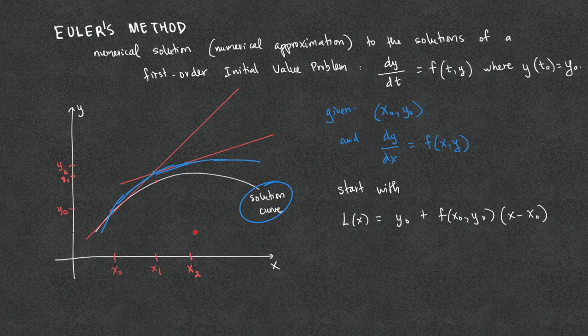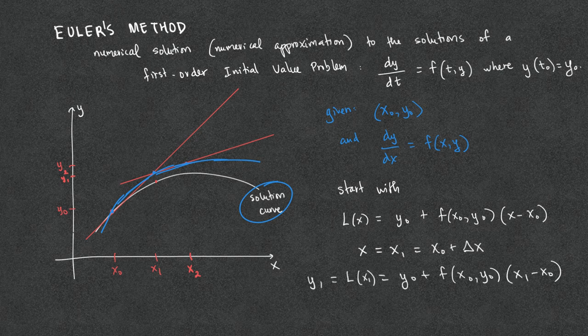To summarize the process, we first start with the point (x0, y0), along with the slope. We find the equation of the tangent line. Then we pick the second x value, which is now x1. x1 is x0 plus delta x. And we use this line to find y1. That is, we plug x1 into this line. But remember, x1 minus x0 is delta x. So now we end up with another point, (x1, y1).